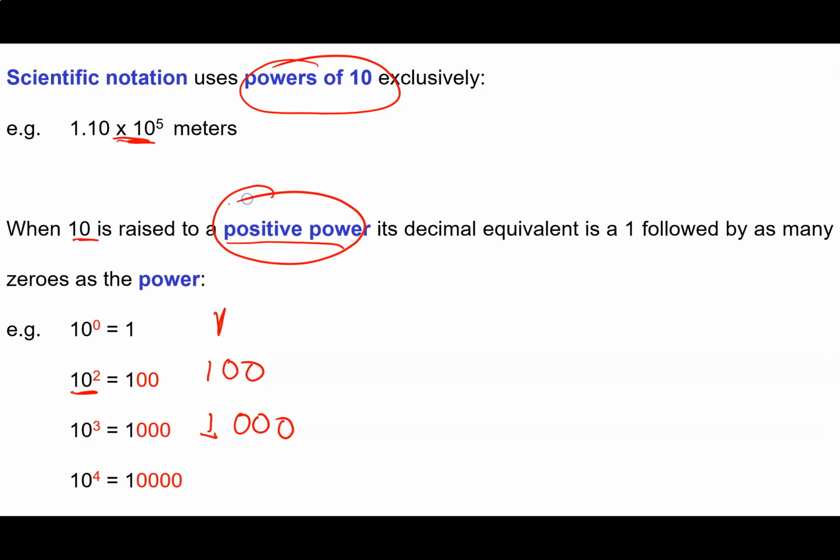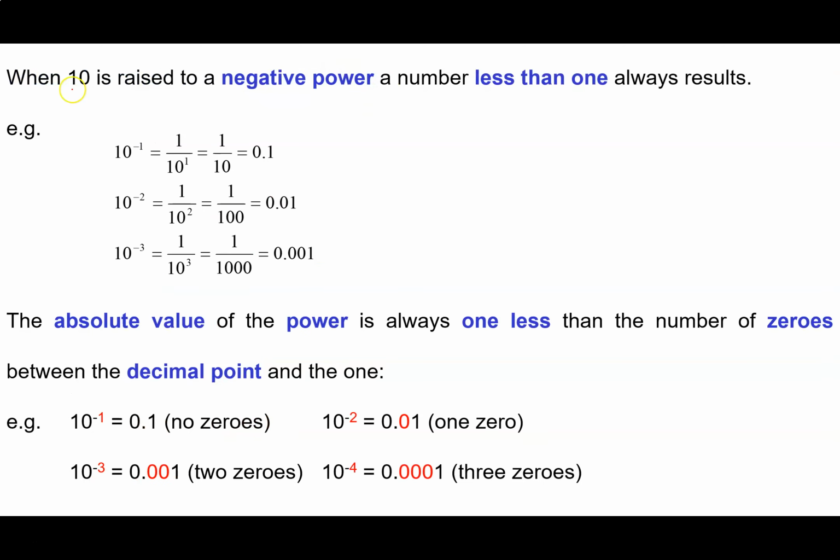Now these are positive powers of 10. When 10 is raised to a negative power, you're going to get a number less than 1 every time. And so what is that number going to be? Well, here we've got 10 to the minus 1. That is equivalent to 1 on 10 to the 1, or 1 on 10, which is 0.1. And perhaps you can kind of see what's going on here. Maybe we need another example. Here's 10 to the minus 2. So that's going to be 1 on 10 squared, or 1 on 100. And there we are. So now maybe you can see the pattern.